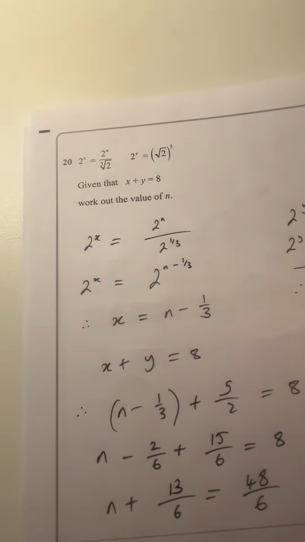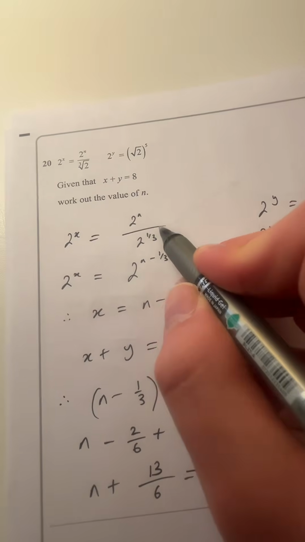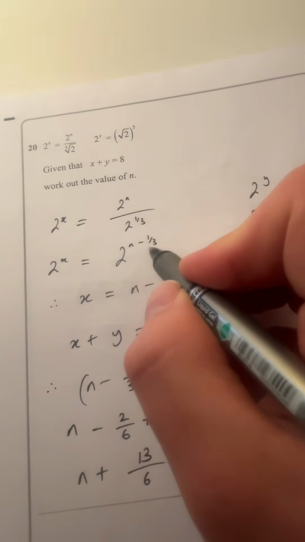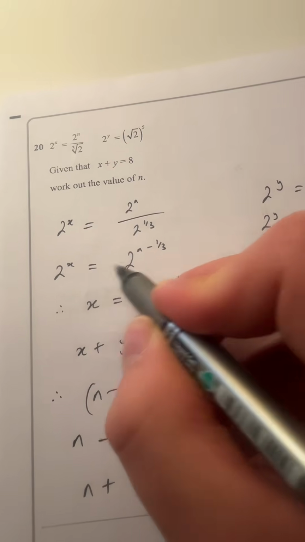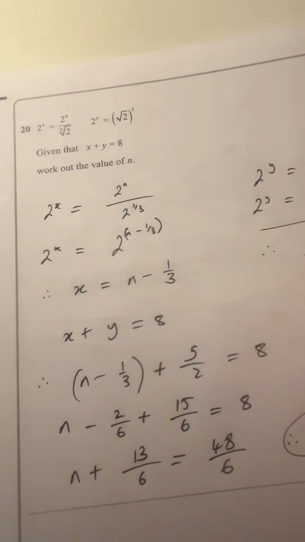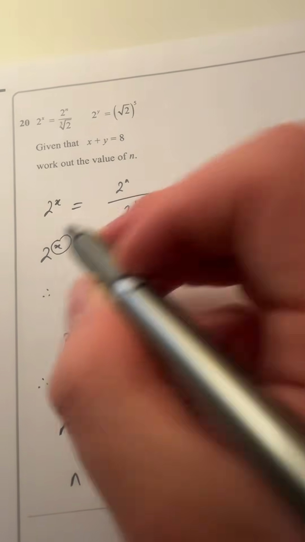If we come back to x, we say 2 to the power of x is 2 to the power of n divided by 2 to the power of a third. So we're going to subtract these two, because when we divide powers, we subtract. So we get 2 to the power of x is 2 to the power of n minus a third. So that's the full power, which therefore means that x is n minus a third, because I'm saying this equals that.